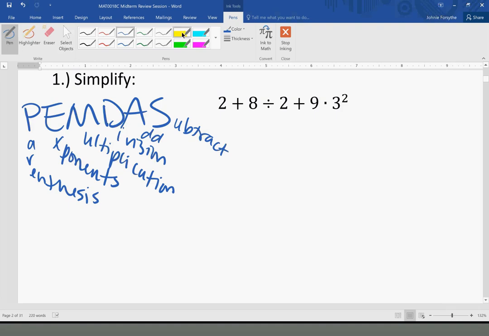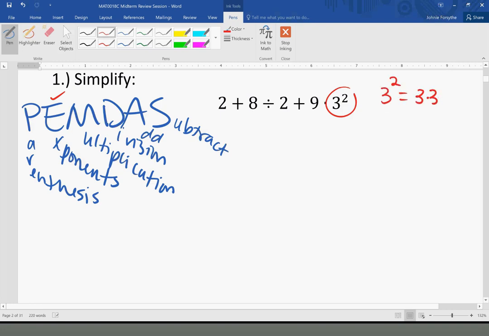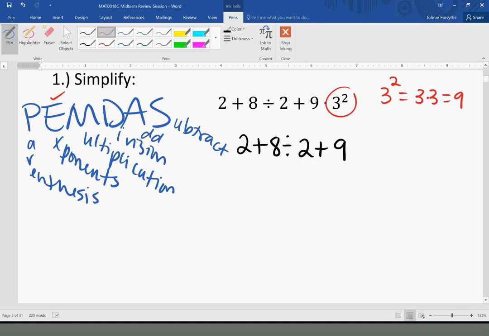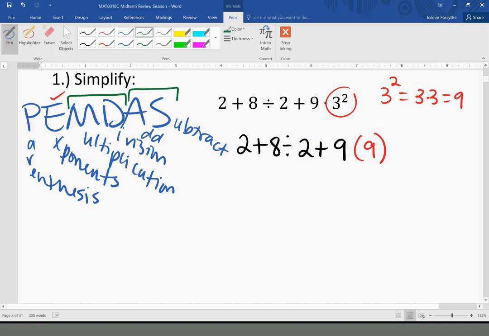which is exponents. And we do see an exponent right here, 3 squared. So 3 squared is the same thing as 3 times 3, which equals 9. So we're going to have 2 plus 8 divided by 2 plus 9 times 9. I just rewrote everything and just did the exponent. We don't have any more exponents, so now we have multiplication and division. Notice, multiplication and division are kind of grouped together. Addition and subtraction are grouped together.